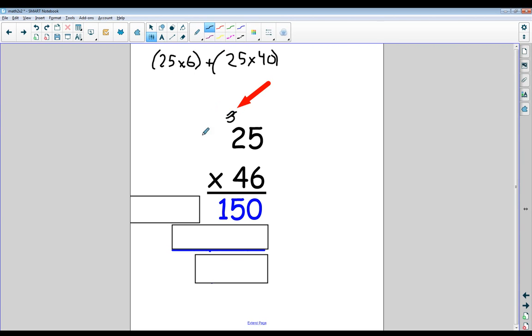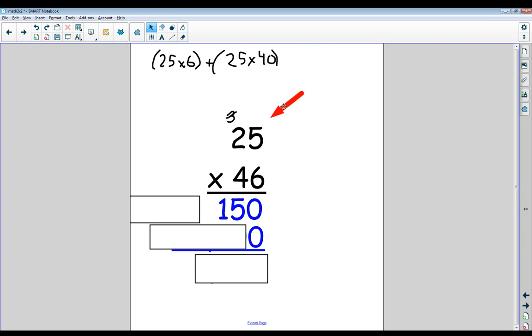Now I'm going to cross out this regroup digit because I don't want to use it again. But this time we're going to be forgetting about this 6 ones because we already got that partial product. We're only going to look at this 4, 25 times 4. But remember, this is not 25 times 4. It's 25 times 4 tens. That's what we wrote over here. So we have to be careful to put a placeholder 0 there to remind us that we're multiplying by 4 tens.